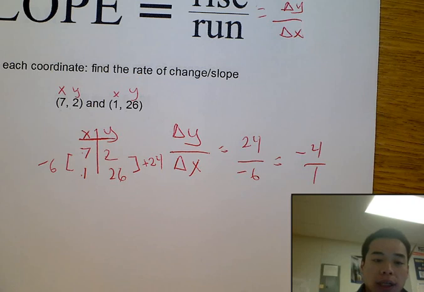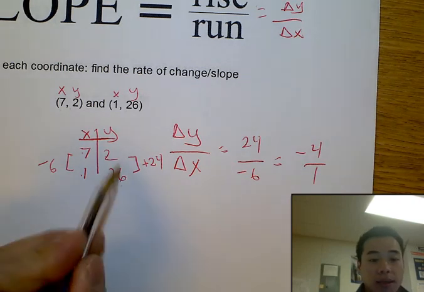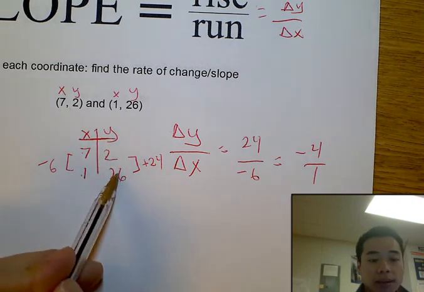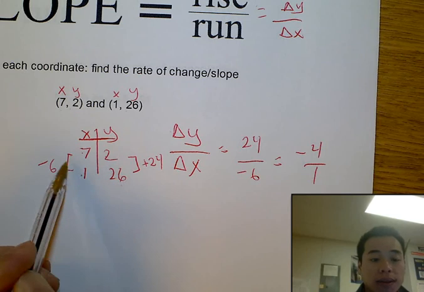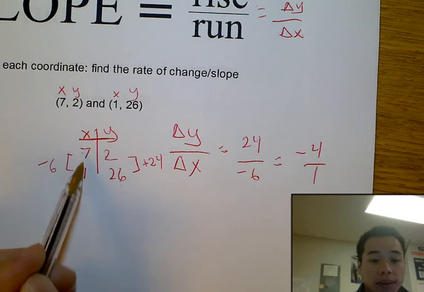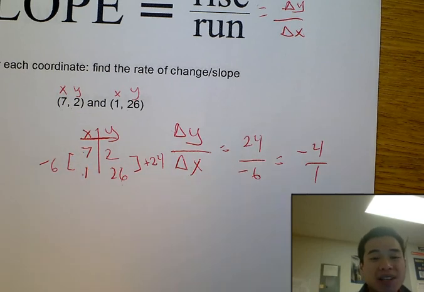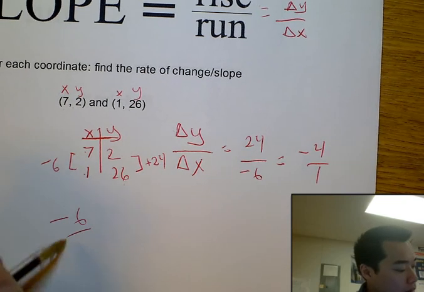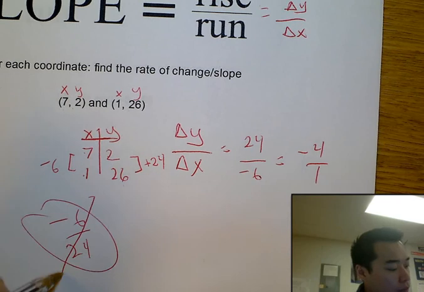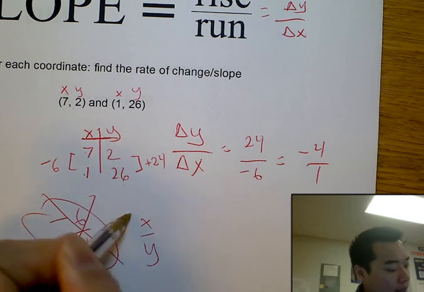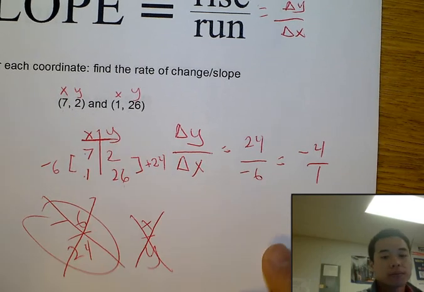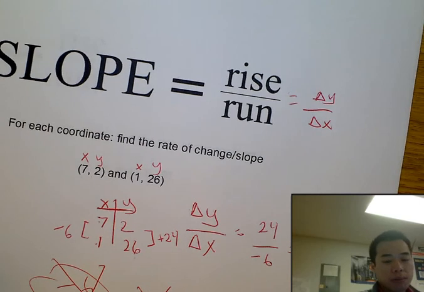Okay, look what I just did. I made brackets, found the change from my y1 to y2, then found the change in x1 to x2, and then just put it over. A common mistake here is that a lot of students end up putting negative 6 over 24. Remember, that is not correct because that would be x over y. Okay, I've got one more example for you, I believe.